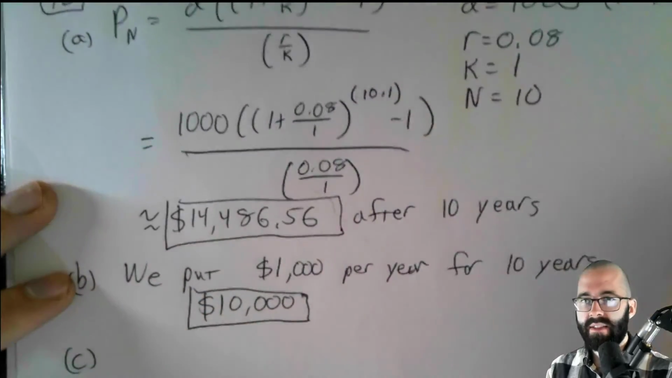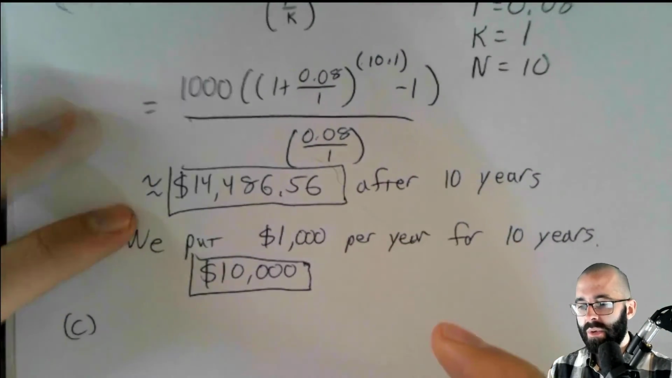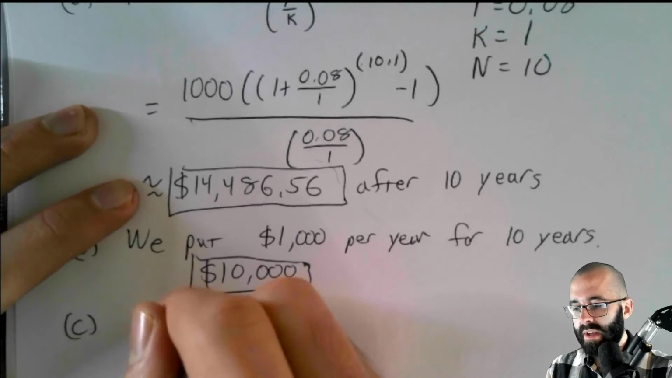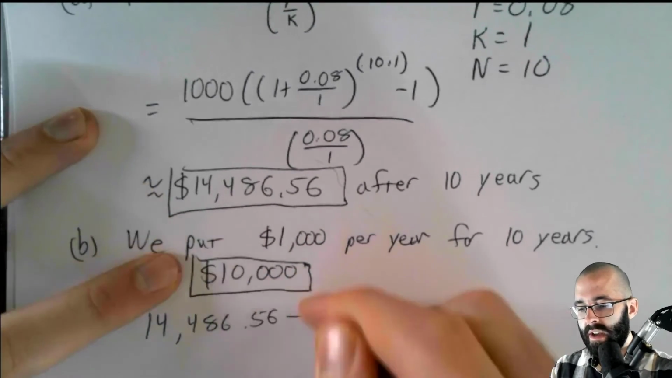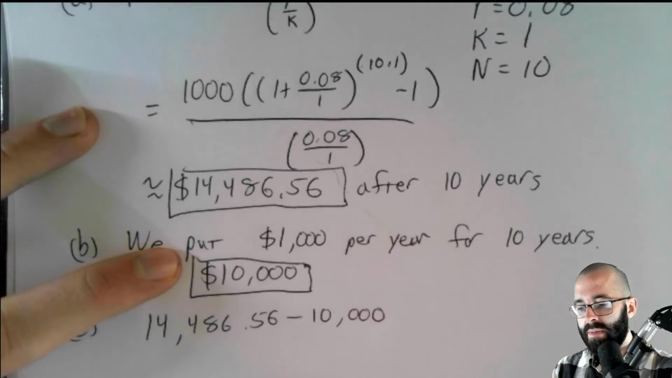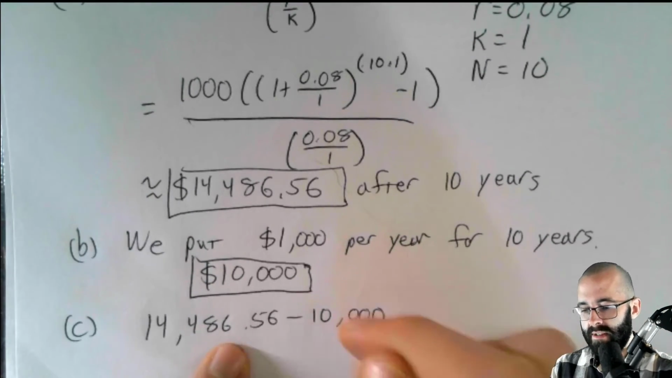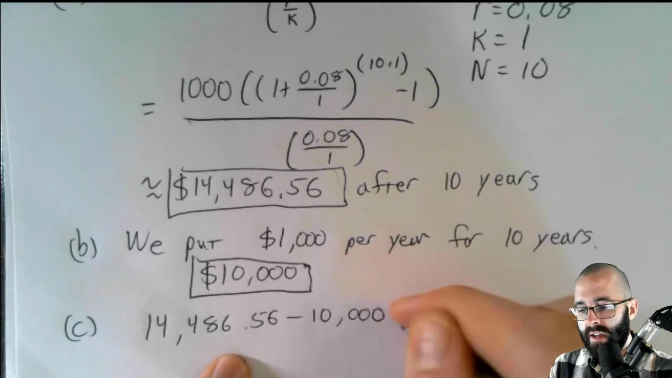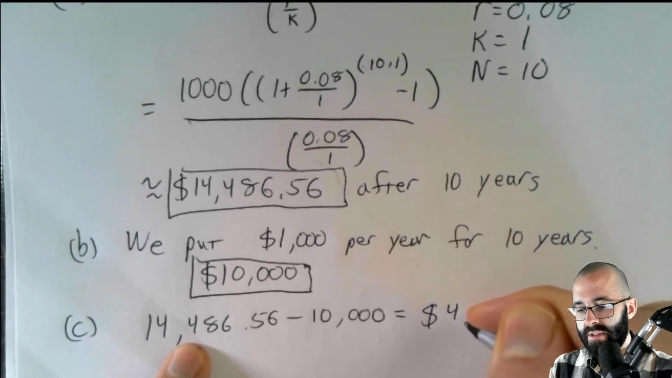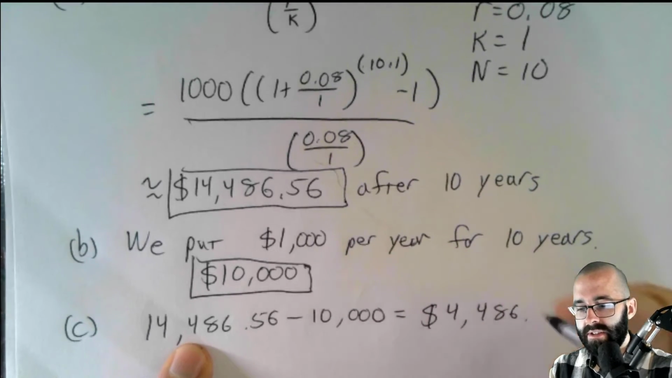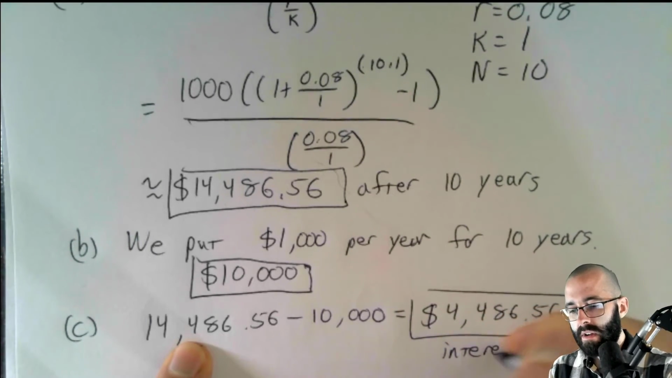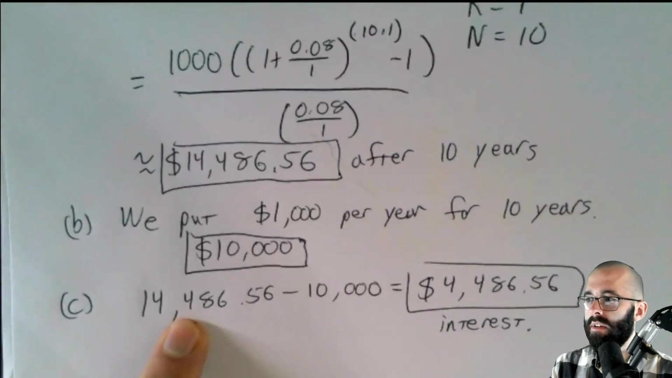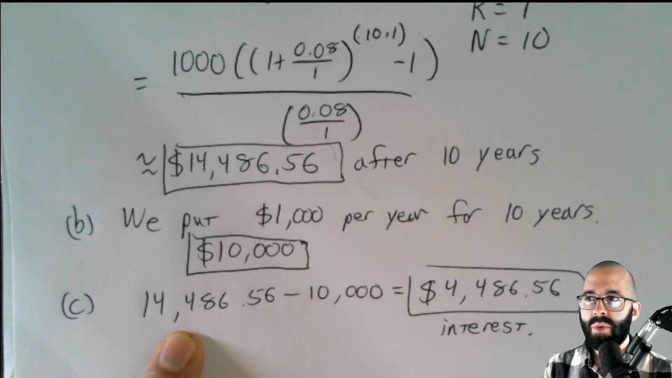And that's what part C is asking. How much total interest will you earn? Well, we have this much now, and we put in this much. What's the difference? The difference is the interest. Our interest is going to be $4,486.56 of interest. That's problem number 12.